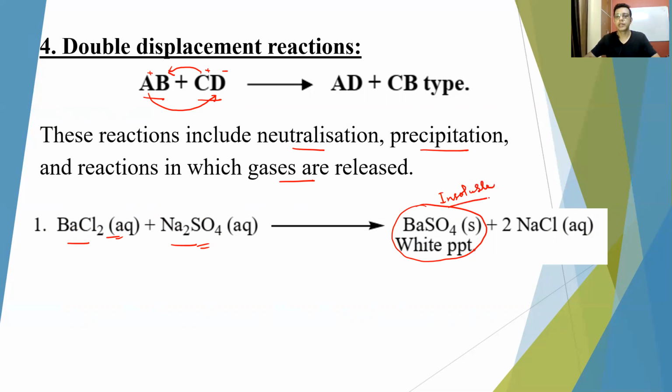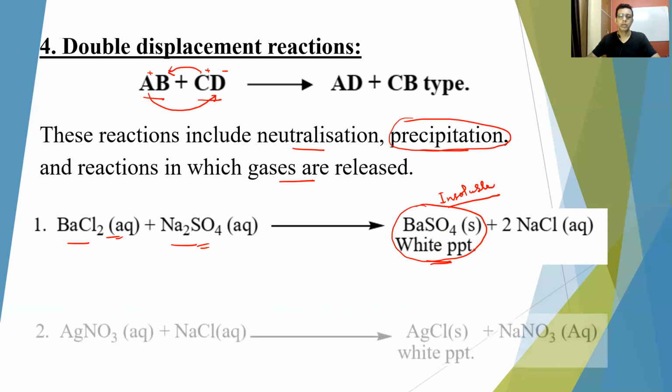Since this compound is insoluble, it will settle down in the test tube in which the reaction occurs. So as a result, this type of reaction is called precipitation, and this insoluble compound which is produced is called a precipitate. So when we talk about precipitation, it is a type of reaction in which some insoluble compounds or insoluble salts are produced.